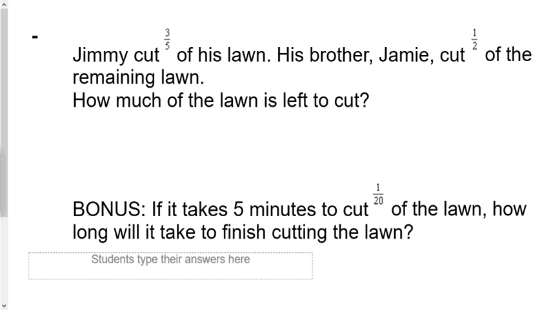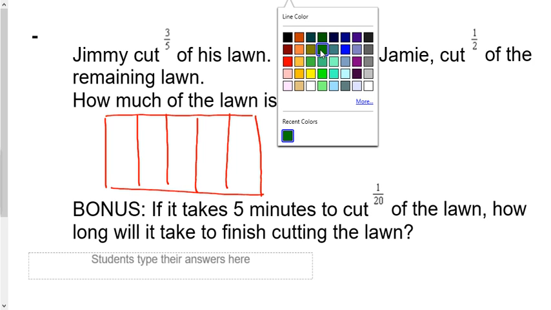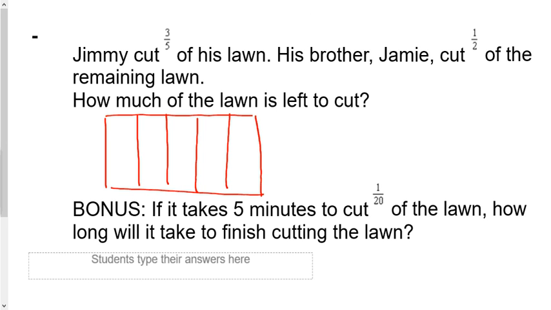And your last question, I think it's your last question, right? So as Jimmy cut 3/4 of his lawn, his brother Jamie cut 1/2 of the remaining lawn. How much of the lawn is left to cut? So remember our strategies. Think of an easier question. I'd like the drawing question. So I'm going to draw my lawn. I'm going to cut it into fifths. And I'm going to use the appropriate shade of green. That appears to be a better shade of green. So Jimmy cut 3/5 of the lawn.